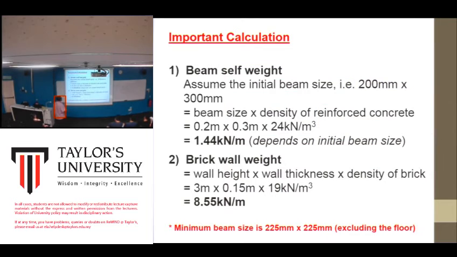Okay, this is on how to calculate the beam self weight. So assume the initial beam size is 200 mm times 300. So the beam size, you need to times the density of the reinforced concrete. So the density, this one you can get it from what? From where? Which table? Last week notes, can you get it in time?